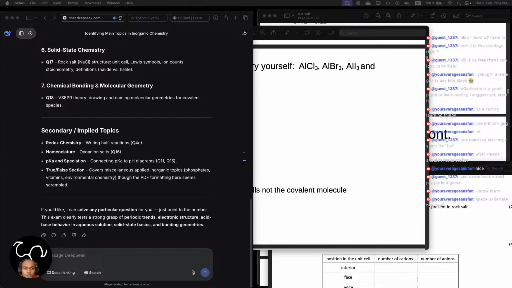I gotta take this seriously because from the looks of it, inorganic chemistry does not look easy. And I should have attended the classes.